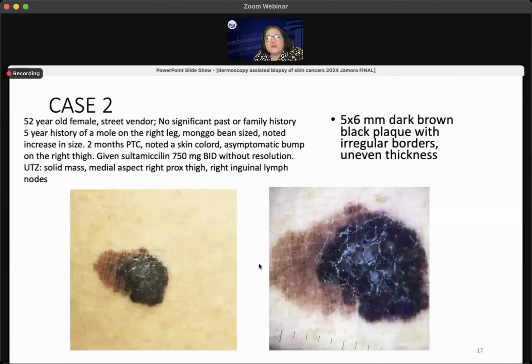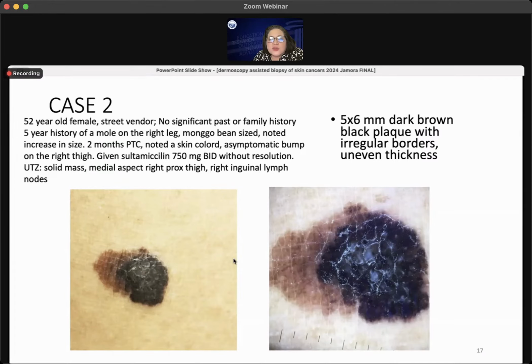So moving on to case number 2 here, we have a 52-year-old female. She was a street vendor. This was on her right calf, and she had no past medical history, a 5-year history of a mole on her right leg, mungo bean size, which increased in size, and then 2 months ago, she got an inguinal lymph node on her right thigh. She was given antibiotics without resolution, and then ultrasound showed this lymph node. And you can see this asymmetric lesion here with lots of blotches, a lot of streaks and streaming, some blue-gray, some blue-white veil here, and a typical network on this area here.